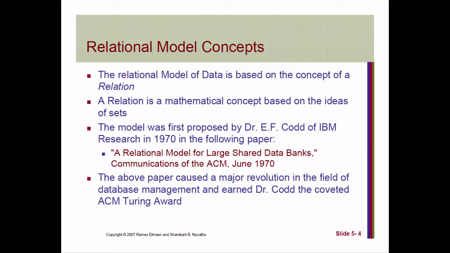The relational model was first proposed by a researcher named Dr. E.F. Codd of IBM. In 1970, he published a research paper called A Relational Model for Large Shared Data Banks. It was published in the ACM Journal in 1970. And since the publication of this paper, it caused a major revolution in the field of database management. And the relational data model became very popular very quickly. And most of the databases in the industry started using the relational data model.